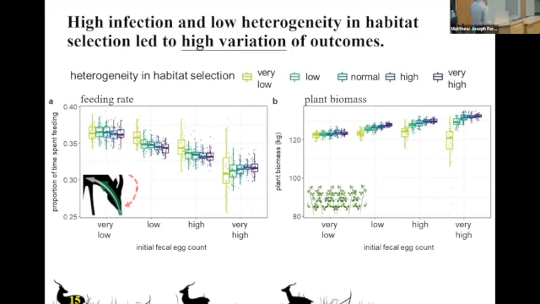And that was because when the heterogeneity was low, the variation in the feeding changes could be larger, sometimes negative, sometimes positive. And with the increase of the infection intensity, the variation became even larger. And as a result, we see this wide variation in the outcomes. And if we reduce the plant carrying capacity slightly, the plant populations could totally crash.